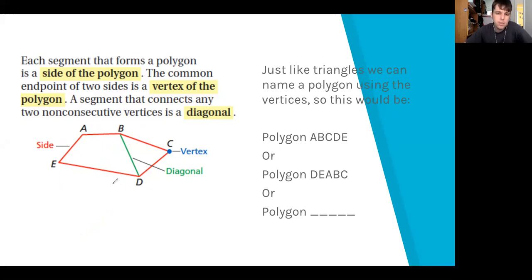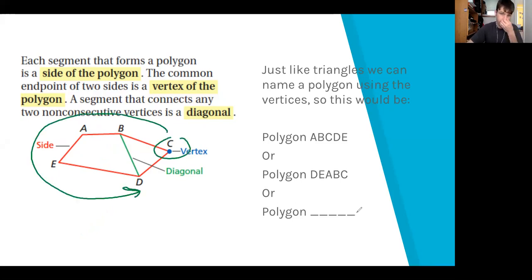We could go the other way too. We could pick some random starting letter like C and then move around the shape this way. So that would be C, B, A, E, D. That would work. That's fine.